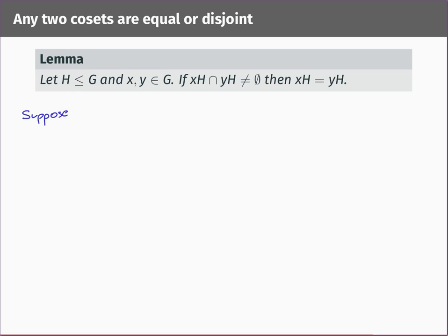So we'll suppose that xH intersect yH is not the identity. Sorry, not the empty set. So it contains an element. It contains an element of G. So there exists a group element z which is in xH intersect yH.